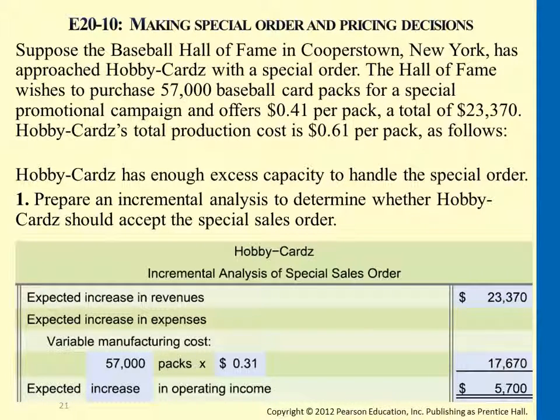If you actually accepted, the increase in revenue would be given to you from the problem, multiplying 57,000 packs by the 41 cents will give you 23,370. Then the incremental cost that you're spending to produce this special order, again, the number of packs multiplied by the variable costs. Remember, variable cost goes up as sales orders increase. So that is the variable cost that will go up along with sales. So after subtracting this from sales, you can determine that, okay, for this special order, if we do accept it, we're generating profit of $5,700.